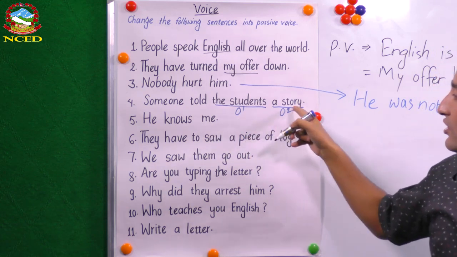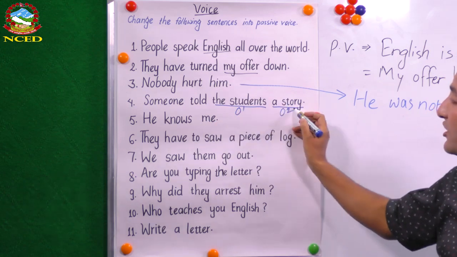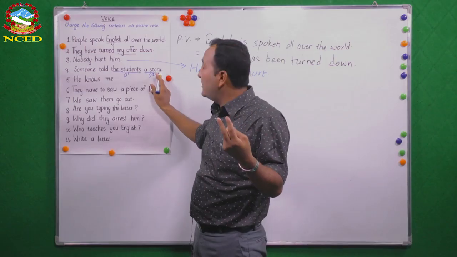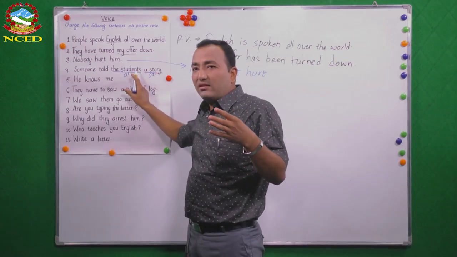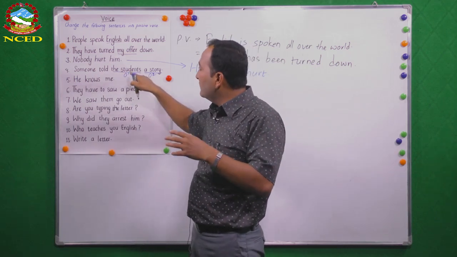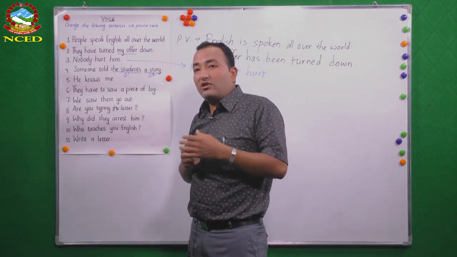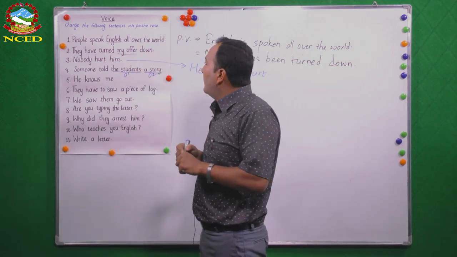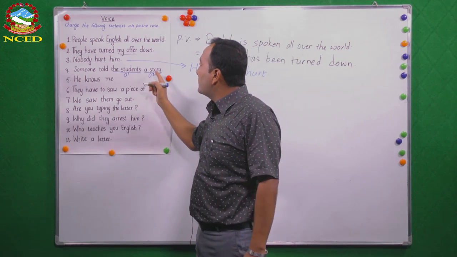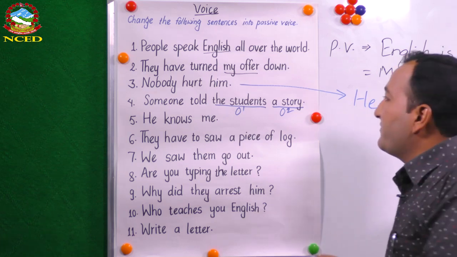Direct in the sense, someone told. Told what? Told a story. So this is the direct object. The students is the indirect object. Without the students, without this noun or this object, the sentence can still exist. But this is a must. So a story, object 2, the students, object 1, let's go this way.